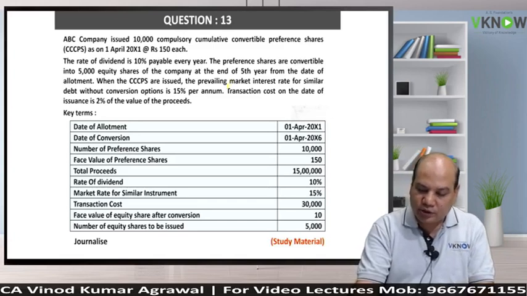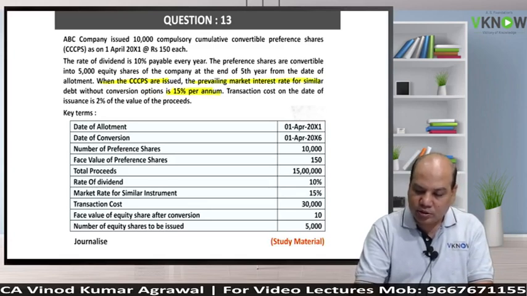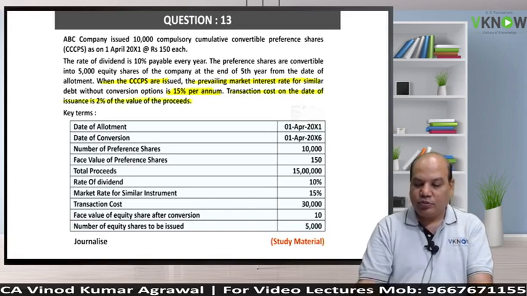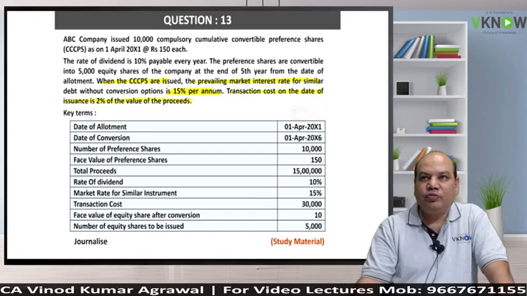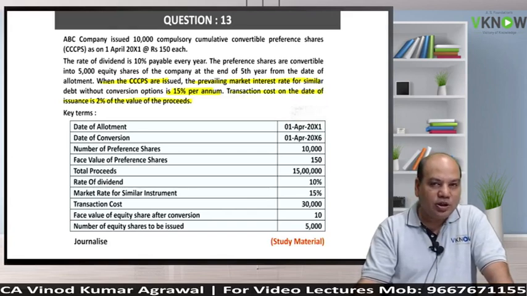Now they are saying when this instrument was issued, the market rate was 15% on a similar instrument. Transaction cost on the date of issue is 2% of the value of the proceeds. Oh my God, so again the transaction cost problem will come. 2% of 15 lakh is 30,000. Then that will have to be apportioned between debt and equity, and again we have to recalculate the IRR.